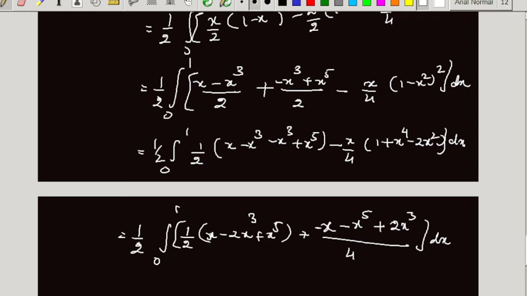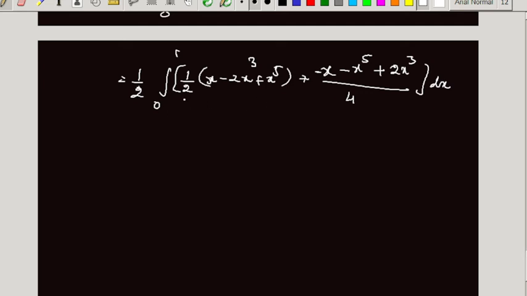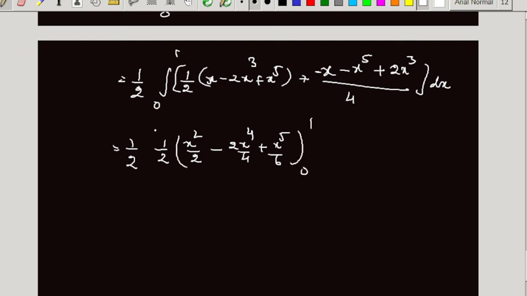Now we can take the LCM and simplify, or we can integrate as it is. What I am going to do is integrate as it is. Why? Because the limit is 0 to 1, we can simplify easily. So if we integrate with respect to x, it becomes x square by 2, minus 2 x power 3 becomes x power 4 by 4, plus x power 5 becomes x power 6 by 6. Limit is 0 to 1.